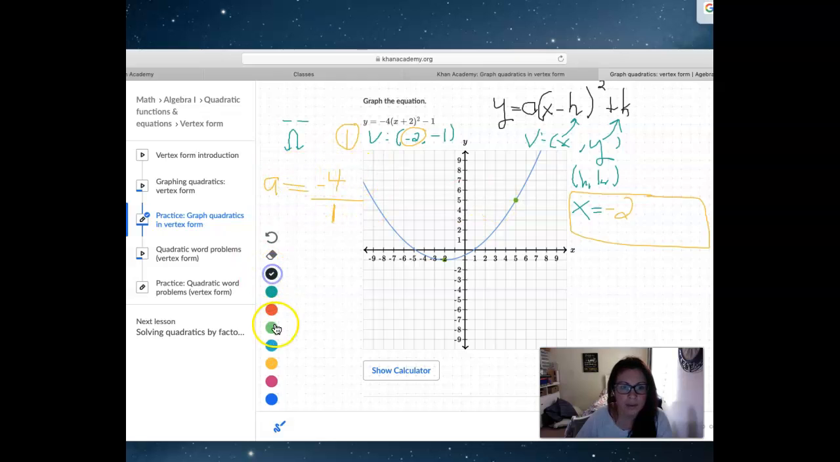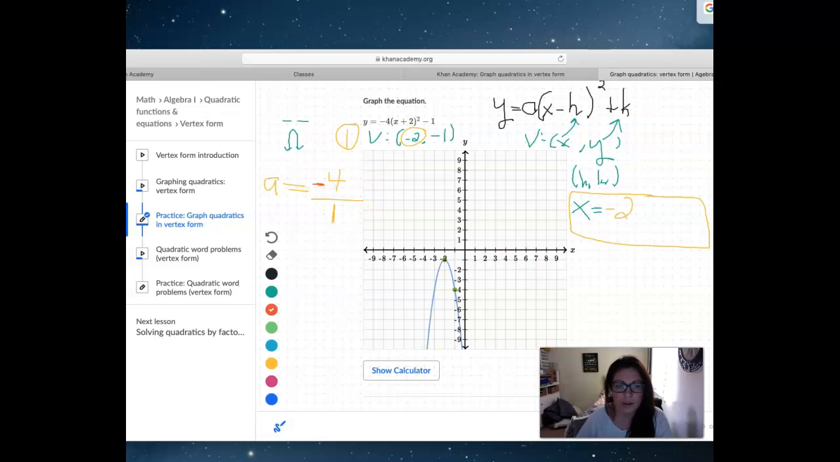Now I'm going to just focus on my a value, which means I'm going to go down 4 because of the negative and over 1. So from the vertex, here's my vertex, assuming it's there. From the vertex, I'm going to go right 1, down 4. Again, that was from the vertex, right 1, down 4. You're always going to go over 1, excuse me, and then this is the down 4.